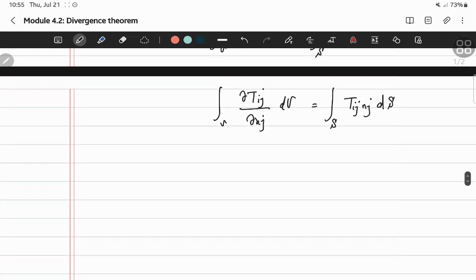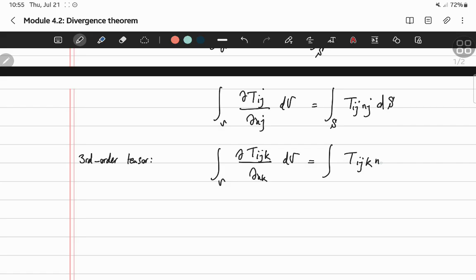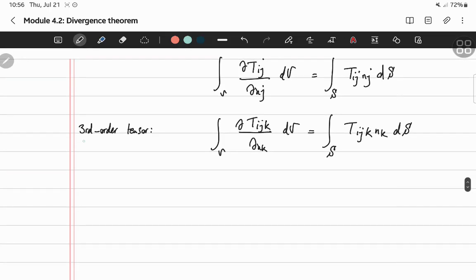All right, so if we go for a third order tensor, then we are going to have the divergence of, let's say, Tijk over xk, because this is going to give us a second order tensor, dV over V, is equal to the integral of Tijk nk, because this is going to give us a second order tensor, dS over S. So you can write this for fourth order, fifth order, and so on for any higher order tensor.